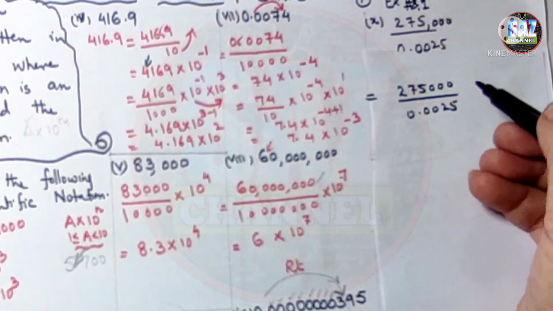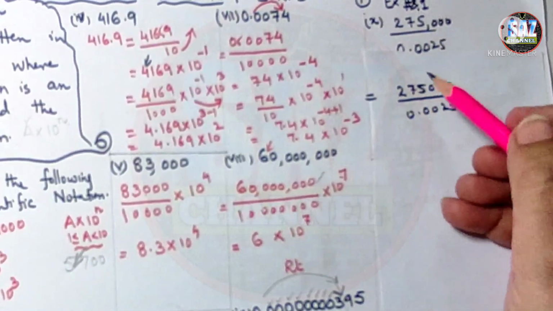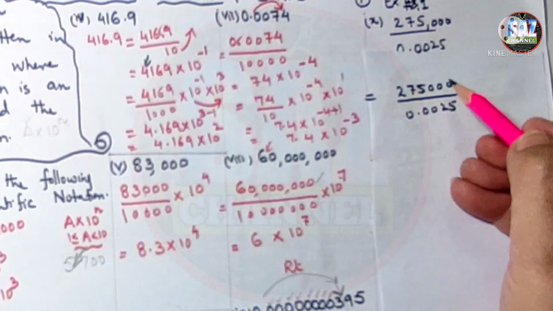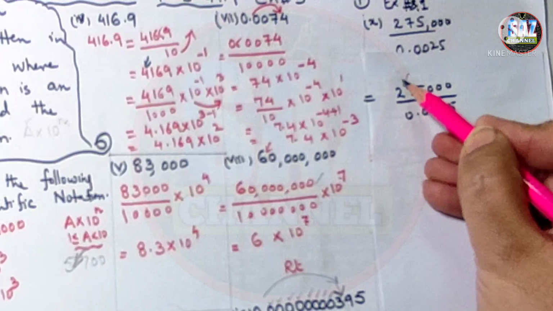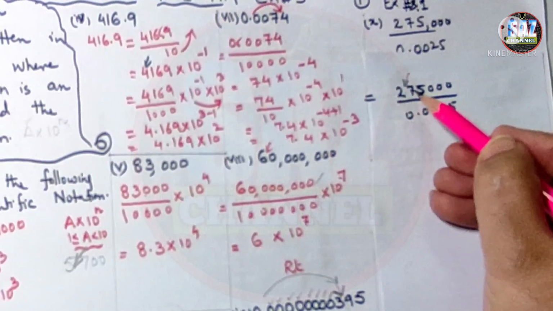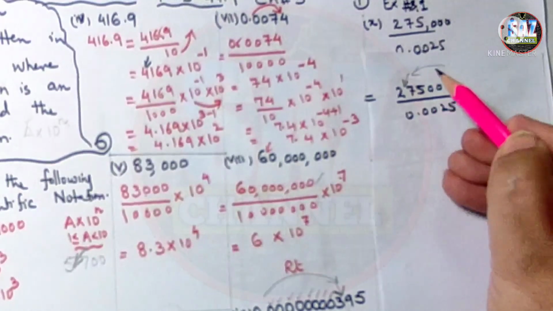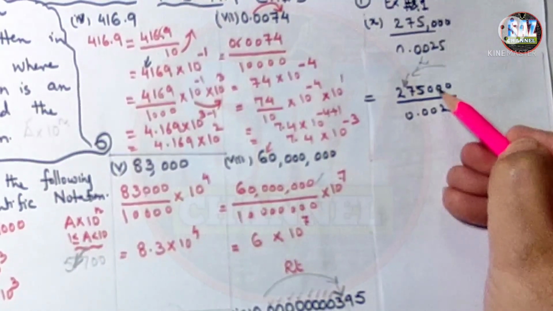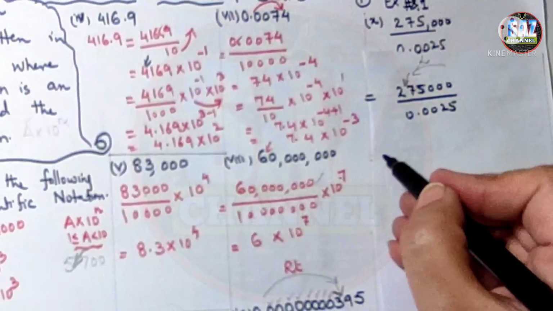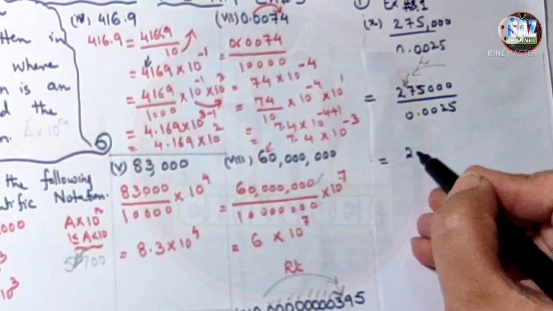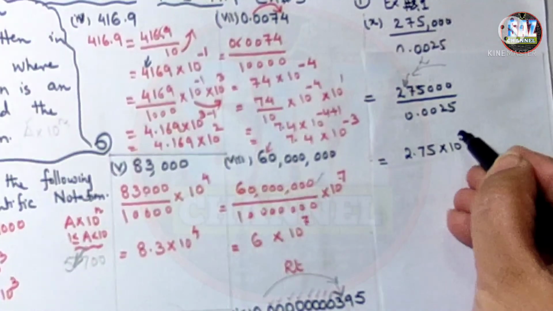Okay, first let's apply the trick on this question. This 275,000 is a large number, and I have to insert the decimal right in between 2 and 7. So how many moves towards left? 1, 2, 3, 4 and 5 moves. So this can easily be written as 2.75 multiplied by 10 raised to power 5.